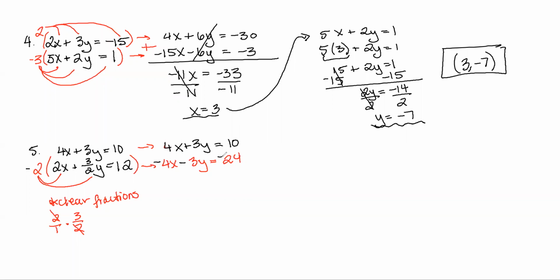Now that we have opposites, let's add these two equations. 4x and negative 4x cancel. 3y and negative 3y cancel. I can't just leave the left side with nothing there, so remember, opposites add to 0. 10 plus negative 24 is negative 14. So anytime this happens, all of your variables disappear.